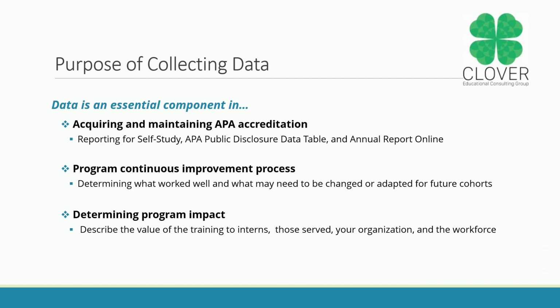So there are several purposes for collecting data, and data is really essential for acquiring and maintaining your APA accreditation. You'll find data in your self-study, for your APA public disclosure table, and your annual report online. So data is really integral to that process. You can also use data from your program for continuous improvement. You can determine what's worked well or what might need to be changed or adapted for future cohorts so that you can keep improving your program each year.